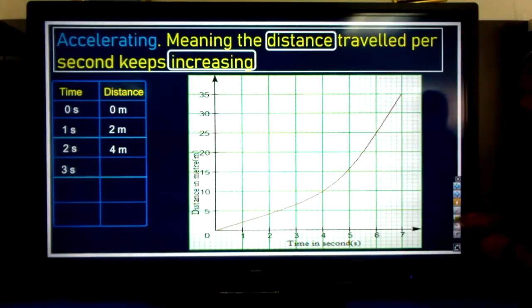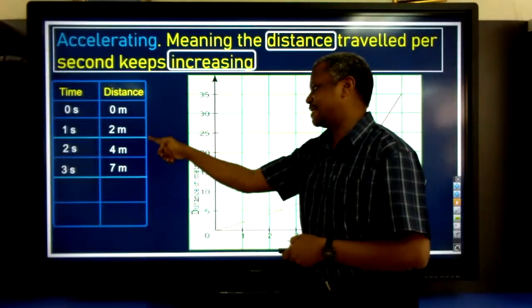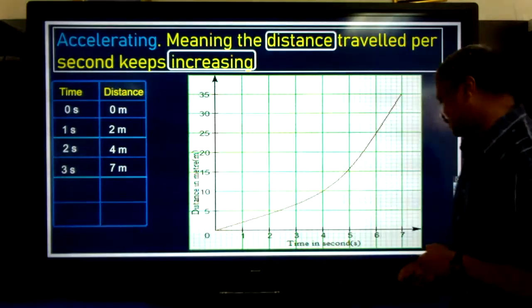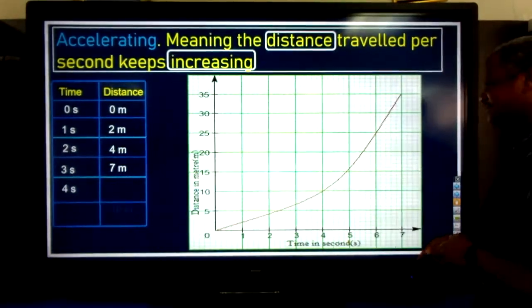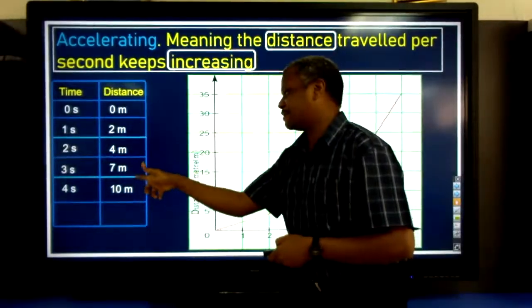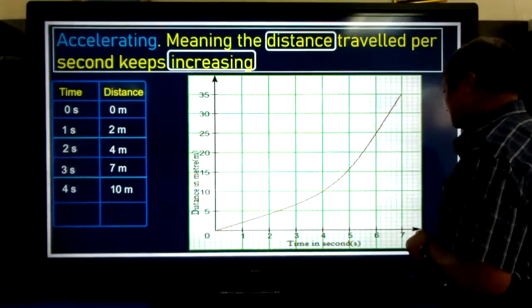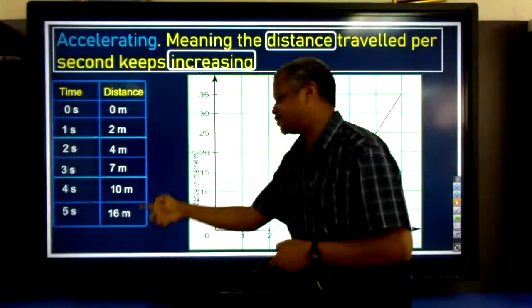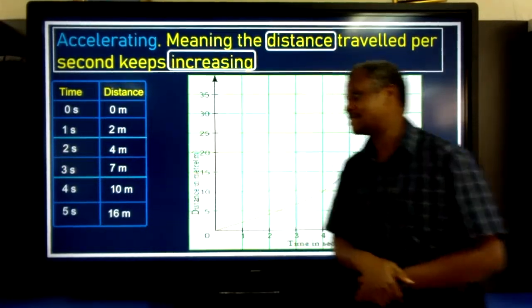At 3 seconds, it's 7 meters, a difference of 3 meters, compared to the previous difference of 2 meters, so there's an increase in the distance traveled. Next, at 4 seconds, you can see a difference of another 3 meters. Then there's a quick increase from 10 to 16, with a difference of 6 meters.